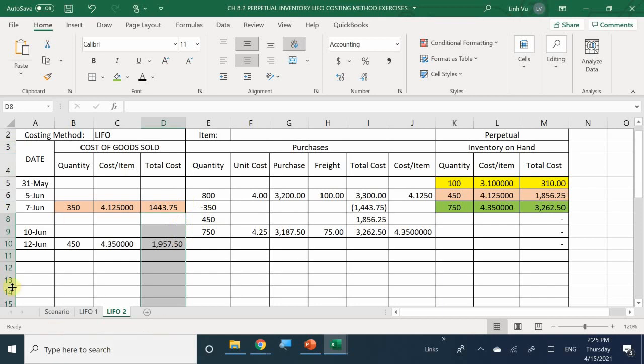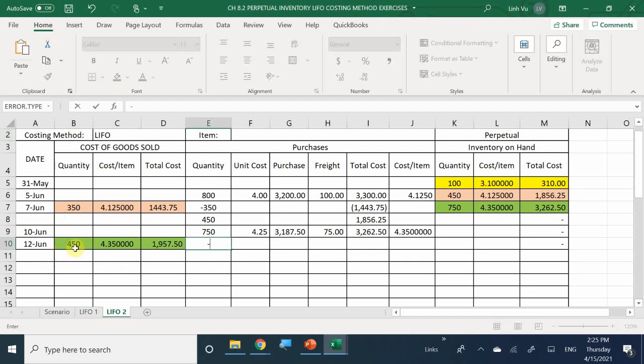Okay, good. 1957.50. And I'm going to go ahead and highlight this just to make sure that this came from my green batch. We can also go ahead and subtract this right out. So if I started with 750 and I subtracted 450, how much should I have remaining? 300. All right. Same pairing here. If I started with 3262.50 and I subtracted out my 1957.50, how much should I have remaining? 1305.